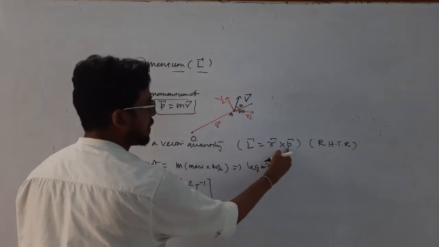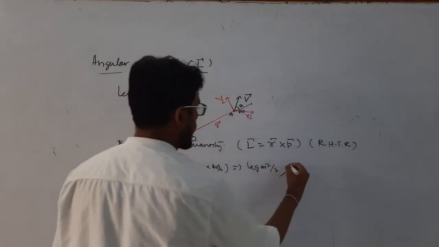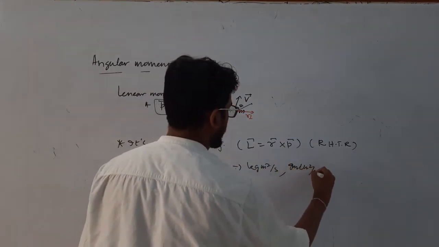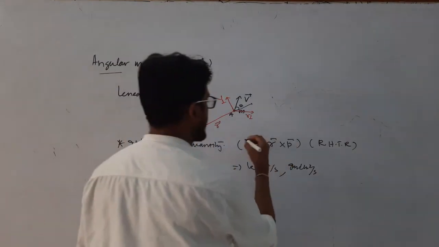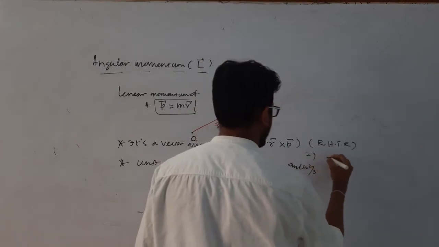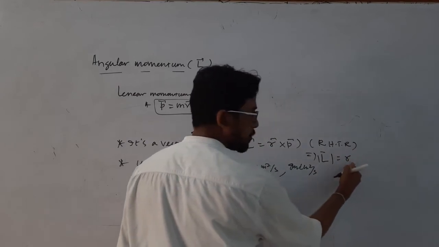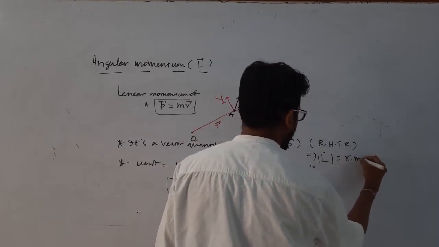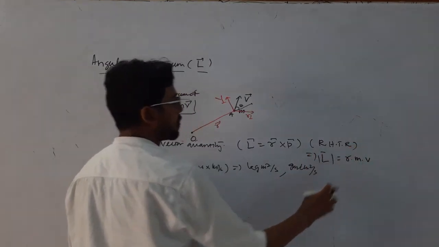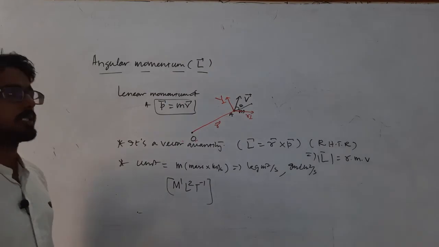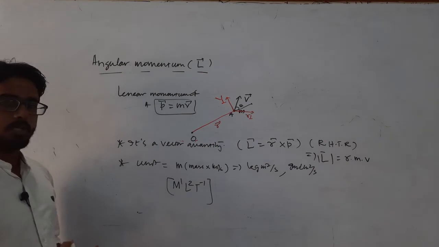This is m into v, that is meter per second into mass. So kg meter square per second is the unit, or gram centimeter square per second in CGS, and the dimension is M^1 L^2 T^-1, because this can be written as the magnitude of L vector is equal to the magnitude of position vector r vector into mass into velocity. So mass is kg, this is meter, velocity is meter per second, so kg meter square per second or gram centimeter square per second, and it has dimension M^1 L^2 T^-1. Okay.